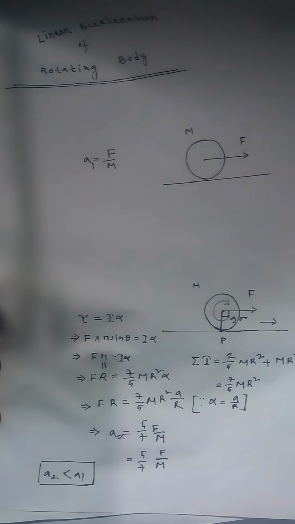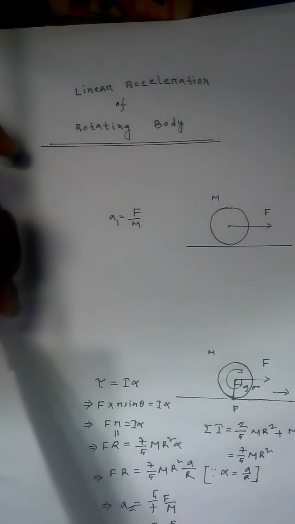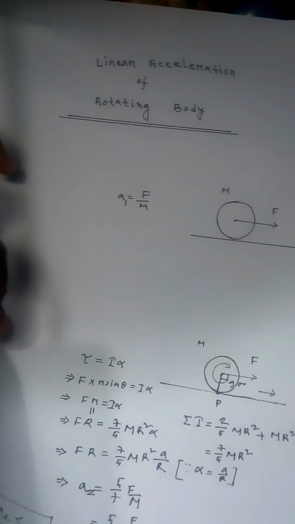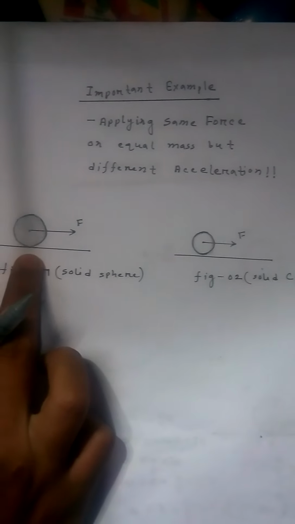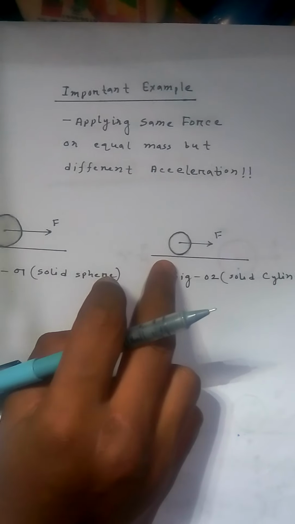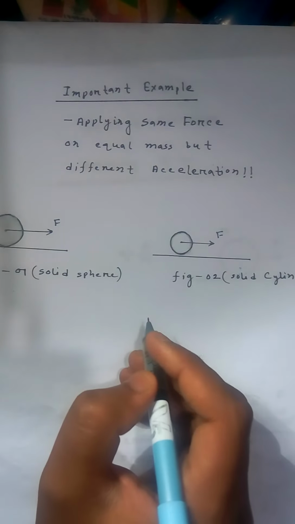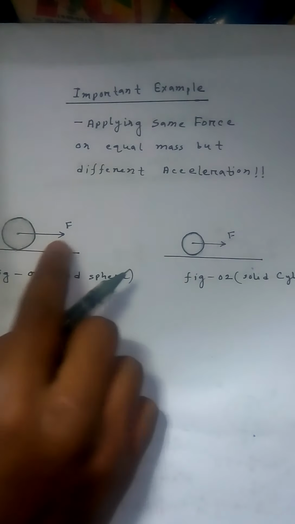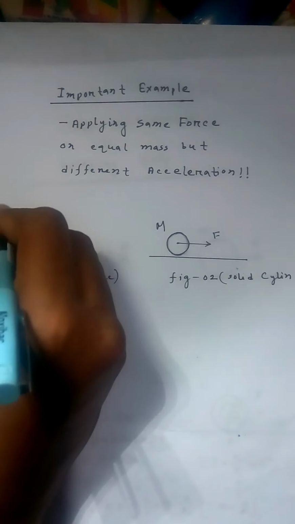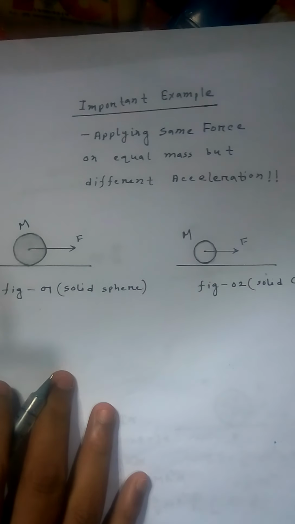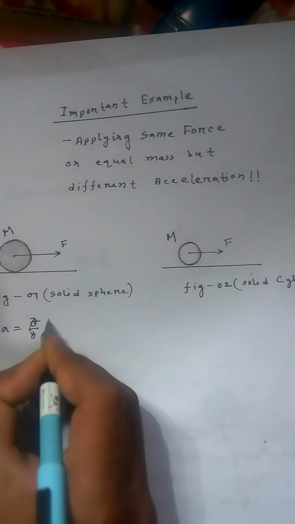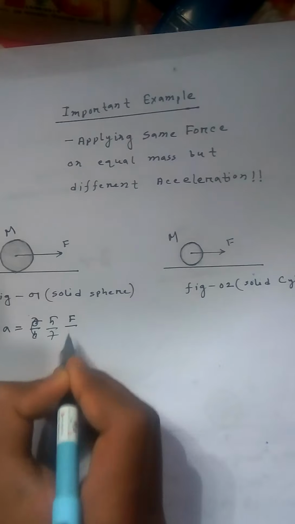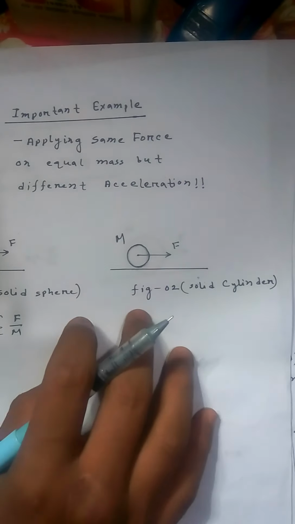Now come to an example. We have a very important example. Here we have two round shaped bodies. One is a solid sphere and the other is a cylinder. Then we apply the same force on the same mass of the body. What is the acceleration of this? We know that the acceleration will be 5 by 7 F by m. Then what is the acceleration of the other body?